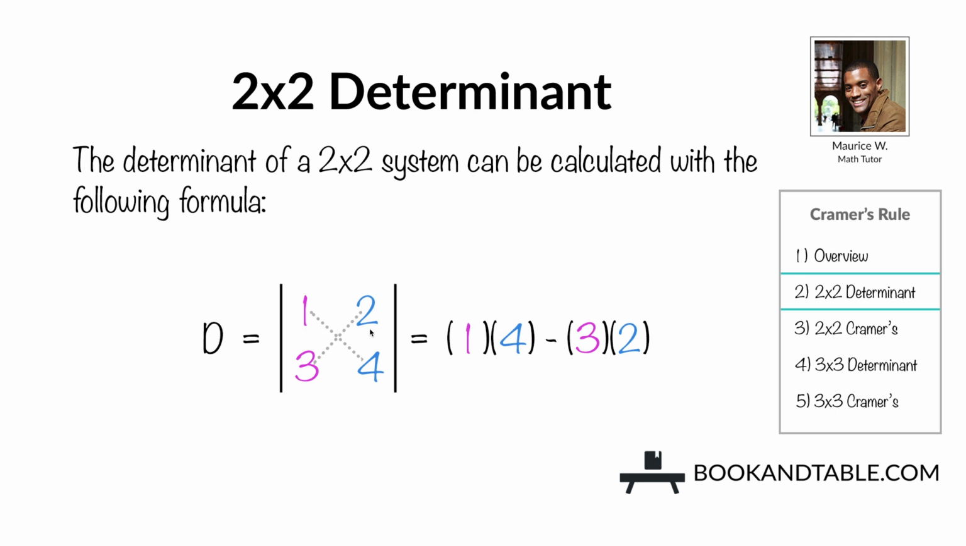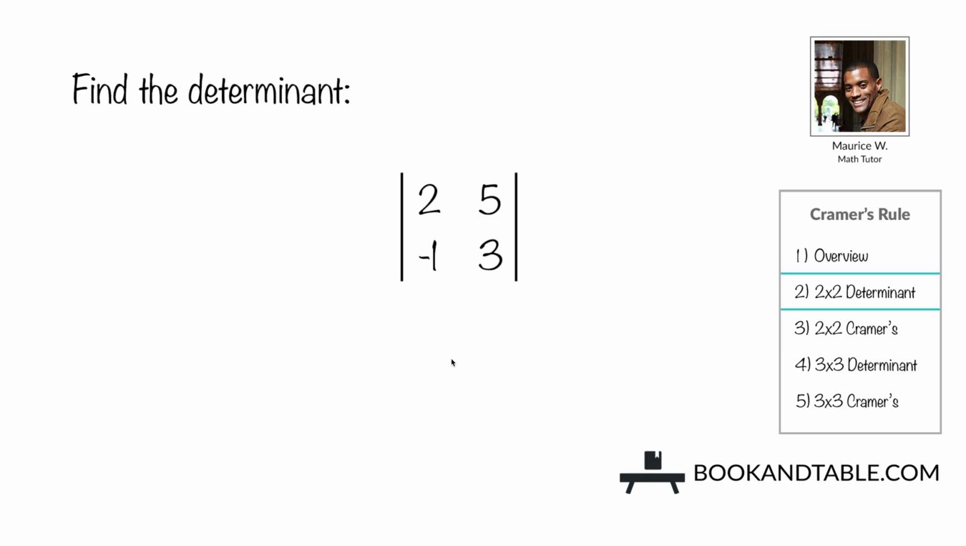Remember, these numbers represent the coefficients of a system, but we're just going to work with the matrix for now to practice solving for the determinant. So let's walk through an example from the start. We have a 2x2 matrix, and we're asked to find the determinant.